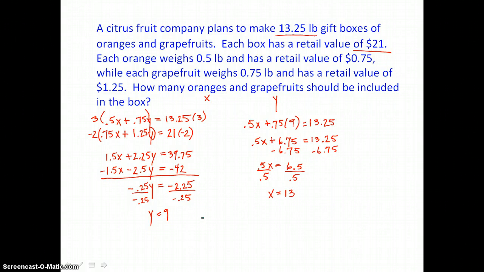So how many oranges and grapefruits should be included in the box? 9 grapefruits, and 13 oranges.